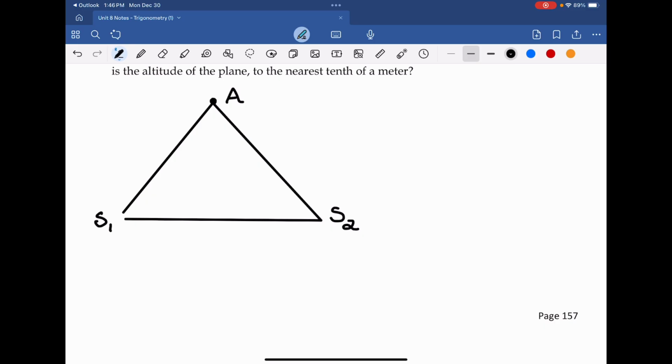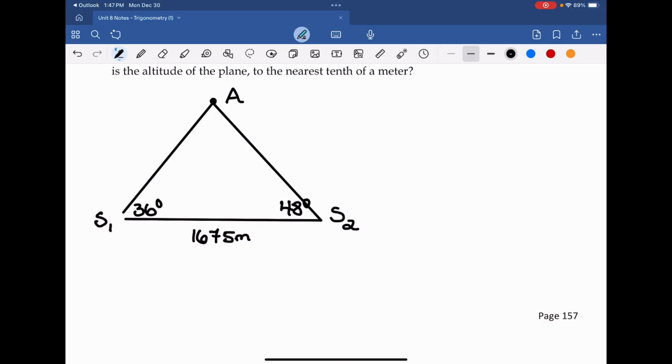Now, they say that it's flying between these two tracking stations. The angle of elevation from station 1 to the plane is 36. So we know that the angle here is 36. They say that the angle of elevation from station 2 to the plane is 48. So I'm going to write 48 here. If the stations are 1,675 meters apart, so if this is 1,675 meters here, then what is the altitude of the plane to the nearest tenth of a meter?